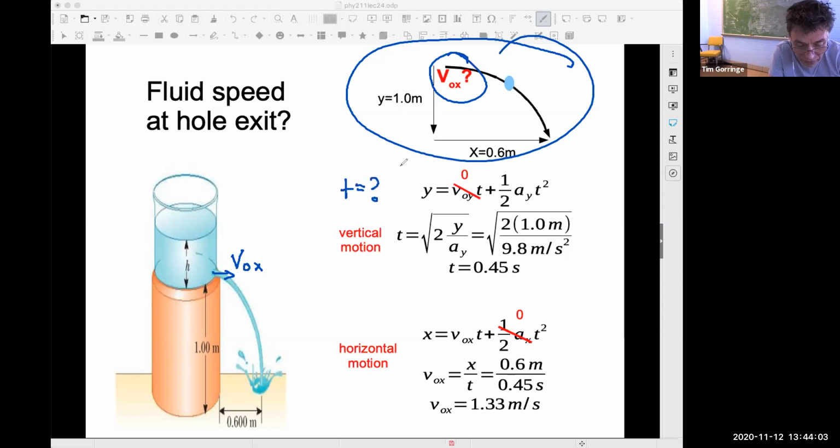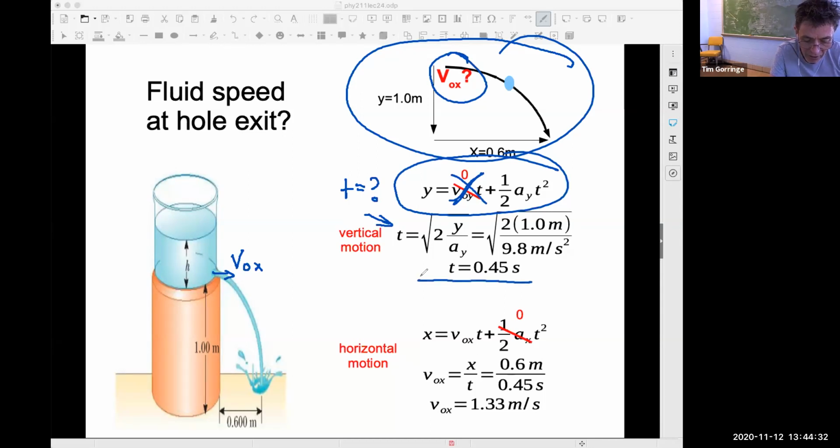To find the time, I'm going to use the vertical motion. I'm going to use this equation of vertical motion where I know that the initial vertical velocity is zero. So this piece goes away. And this is a relationship between the time taken and the distance fallen. If I rearrange it, I get this little equation here, that the time taken to fall is the square root of 2 times the distance fallen divided by the acceleration of gravity. And if you fill in the numbers, you get about half a second, or 0.45 seconds.